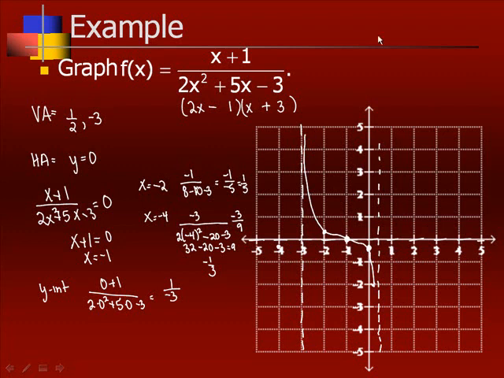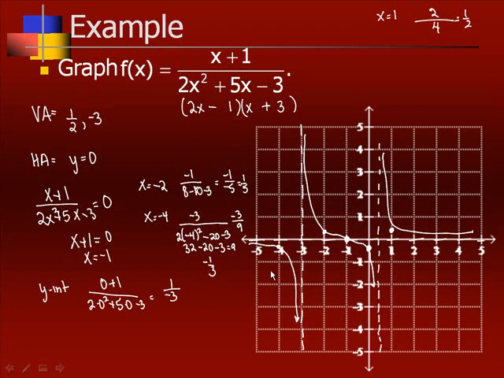Same thing over here. If we pick x as 1, we'd get 1 plus 1 is 2. 2 times 1 would be 2. 2 plus 5 is 7. 7 minus 3 would be 4. So if x is 1, y is 1/2. So that's somewhere right in there. Remember, it's not going to cross anywhere out here. So it's probably going to look like this. Down here, it's not going to cross anymore, which means it's going to look like that.